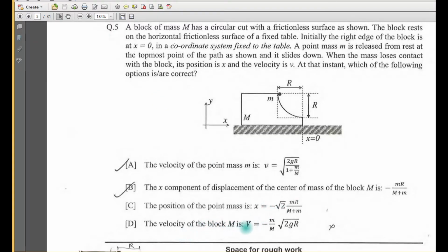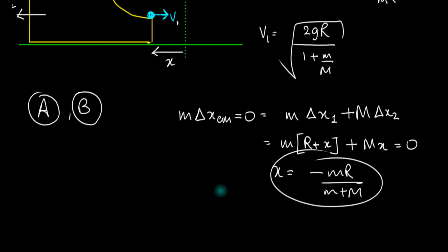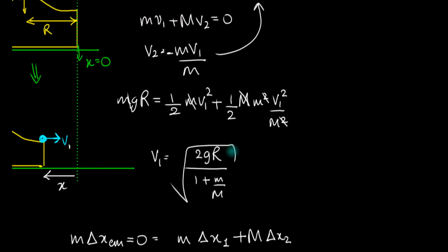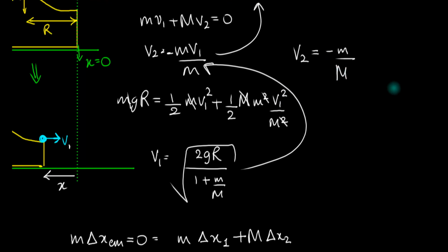The velocity of the block. Okay, that's what I was thinking. That's very easy. We have used conservation, so we just substitute over here. The velocity of the block is minus m divided by capital M times v1. That is going to be the square root of 2gr divided by capital M plus small m into capital M. Does that look anything like what is given here?